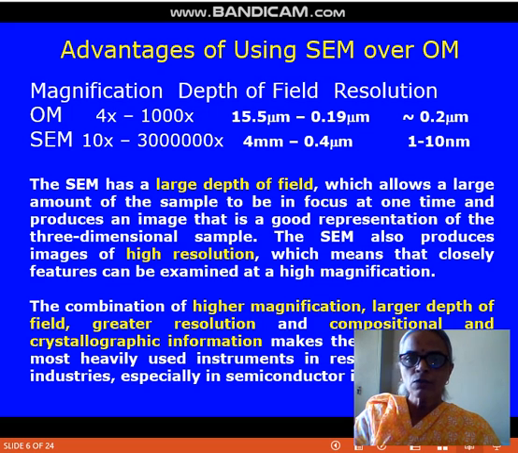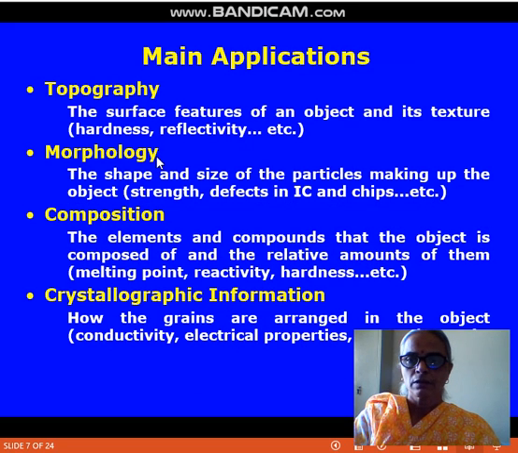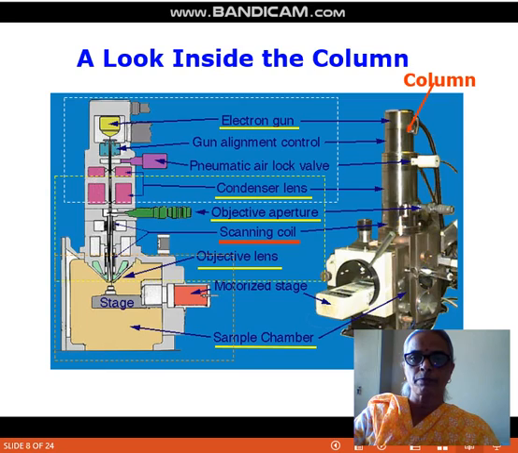The combination of higher magnification, larger depth of field, greater resolution, and composition and crystallographic information makes these characterization techniques widely used in the research industry, especially in semiconductor industries. The main applications are to study the topography, to understand the morphology, that is the shape and size of the particles making up the objects, composition, and crystallographic information.